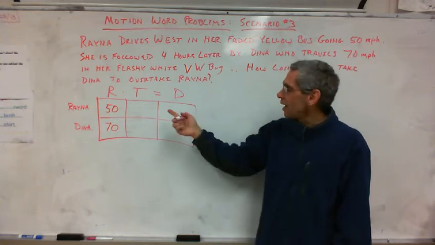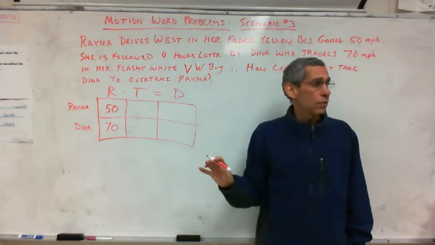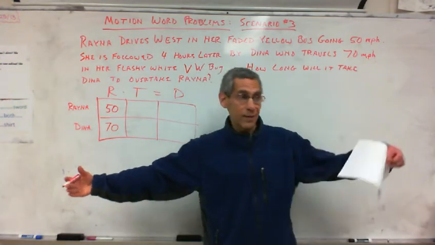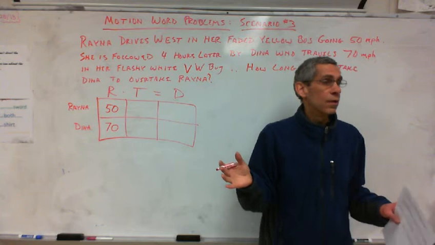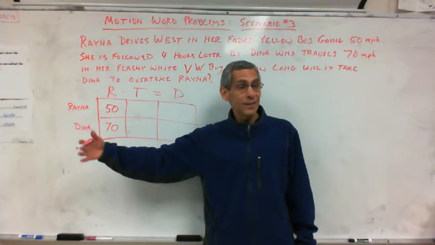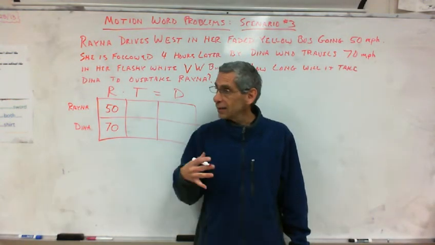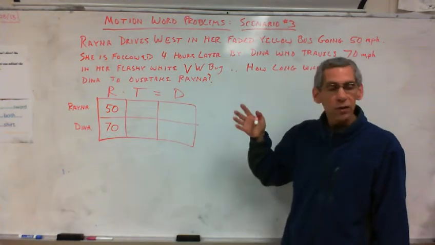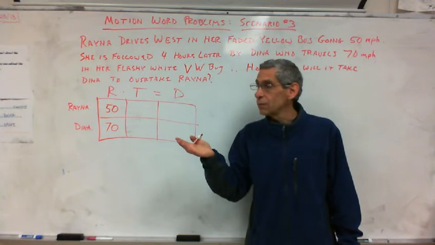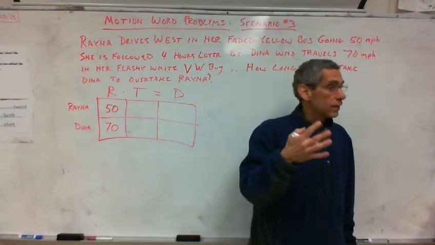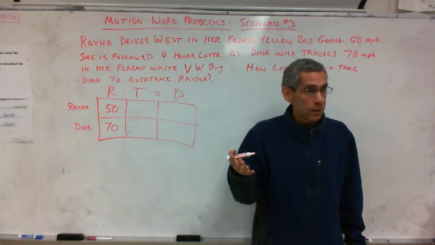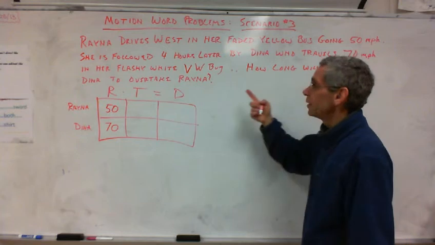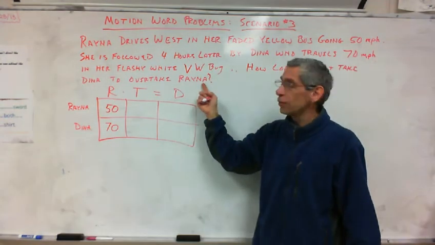So we know time is going to now be different. In those other 2 scenarios, time was exactly the same, because they started at the same time, and they ended at the same time, so their times were identical. This time, they don't start at the same time. They start at the same place, but they don't start at the same time, so their times are not going to be the same. So you could make one x and the other one x minus 4. Or you could make one x and the other one x plus 4, right? You see what I'm saying? Which one's easier? All right, so let's look at the final question. How long will it take Dina to overtake Raina?